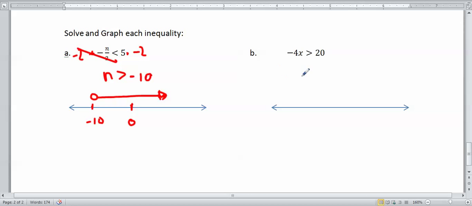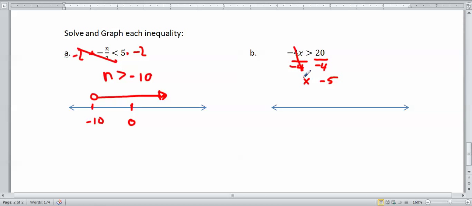Okay. Last example, pause the video for a second. I want you to try this one on your own. Okay, so we've got -4x greater than 20. To solve for x, I'm going to divide by -4 on both sides because this is -4 times x. It's going to drop out. We get x is 20 divided by -4. You should have gotten -5.